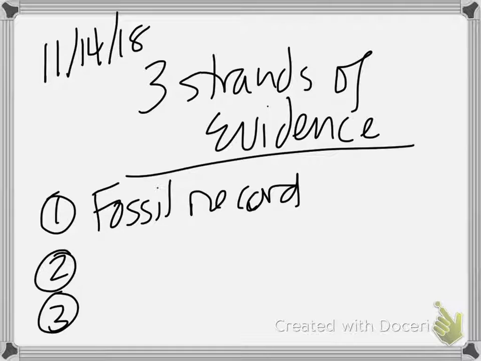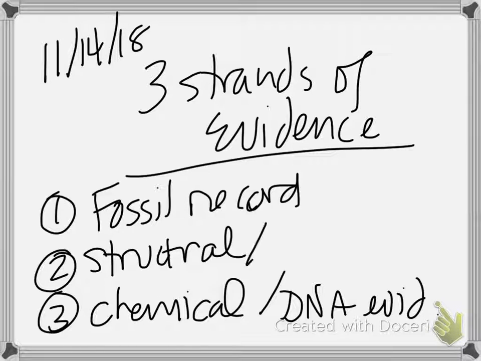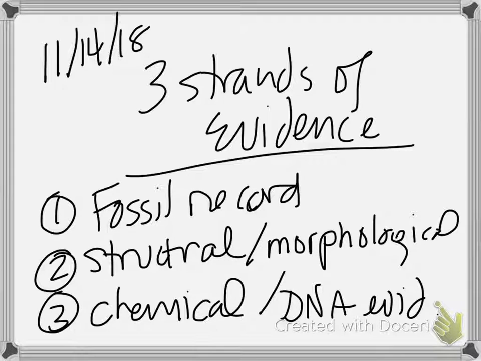The other one, and you just mentioned it, was chemical evidence and DNA evidence, just like solving a crime. But it's that second one that we're going to talk about today. And we're going to give this another of those split names, structural or morphological evidence. Ooh, morphological.